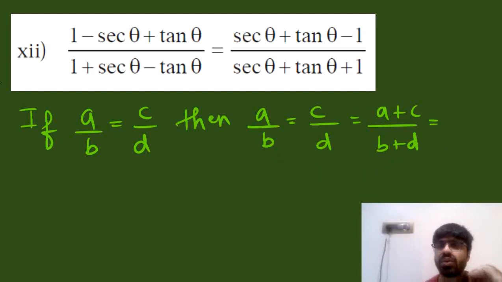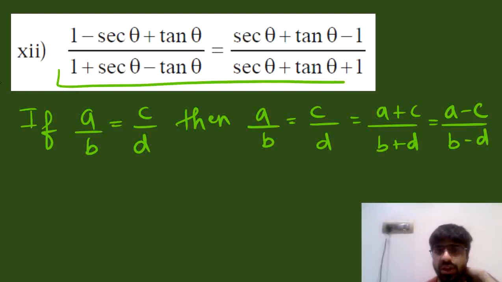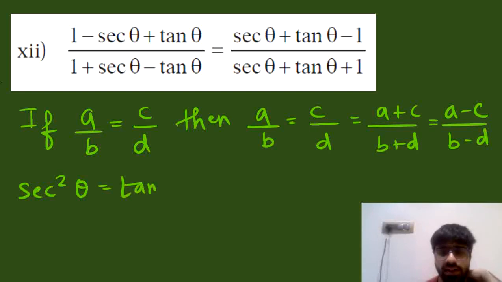You can also subtract the numbers and claim that the fraction will be equal to A minus C upon B minus D. And with this theorem we will be able to solve this question very easily. Now because this question is involving terms of sec and tan, we will use the relation which involves sec square theta and tan square theta. That is, sec square theta is tan square theta plus 1. Take that 1 on the left. You have sec square theta minus 1 is equal to tan square theta.